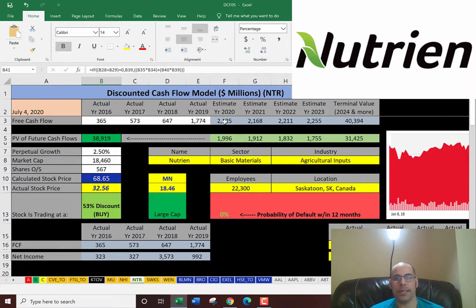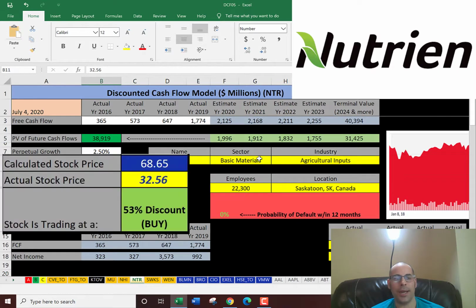So we estimated 4 years of future free cash flows. We did a terminal value, which is all years past year 4. Then we discounted those numbers back to today using the weighted average cost of capital, and we get a value of the company of $39 billion. We divide that by 567 million shares, and we get an intrinsic stock price of $69. It's trading at $33, so it's trading at a 53% discount. So it's a buy according to the model.